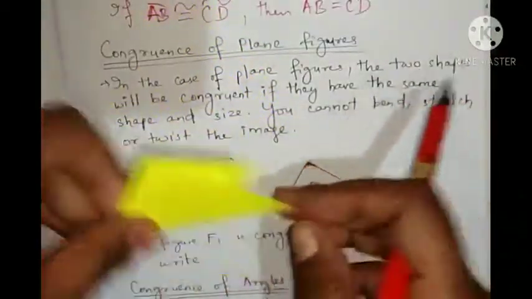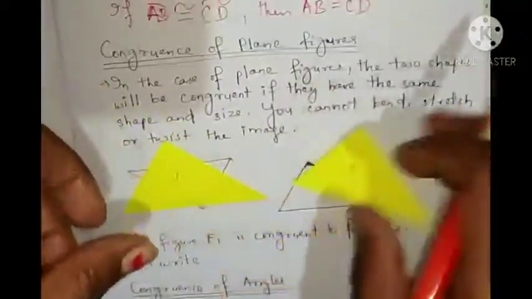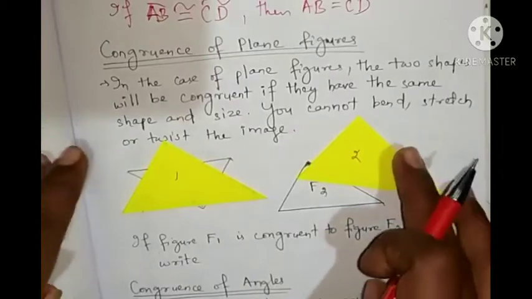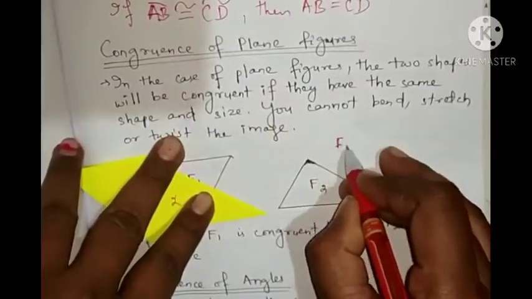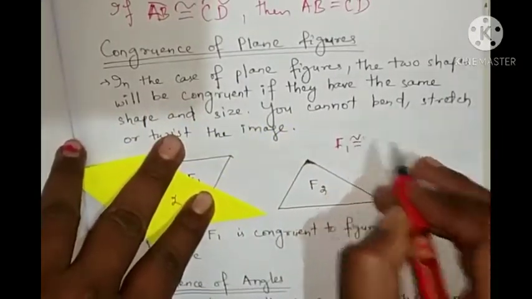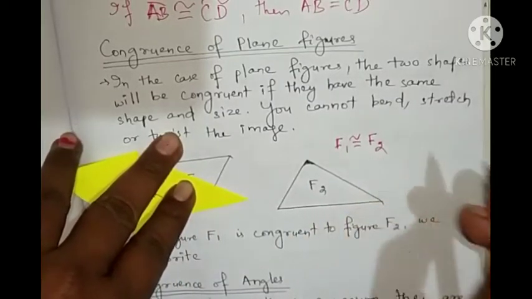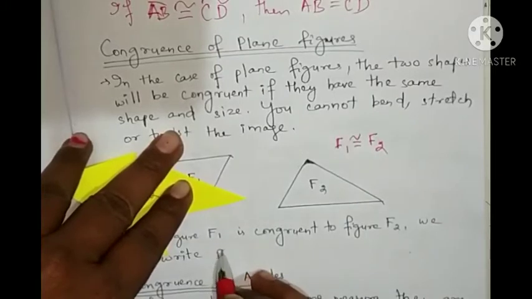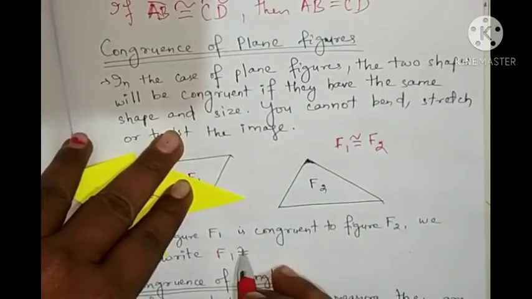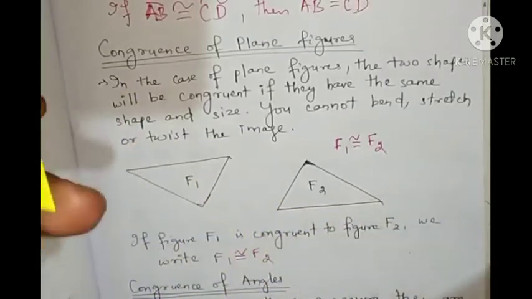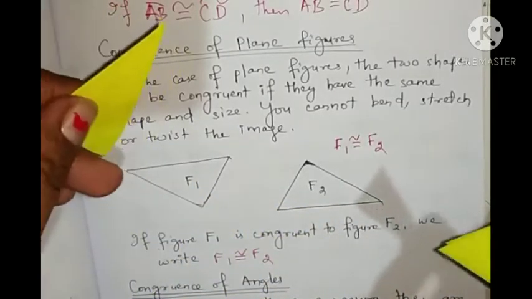Like this, if this is F1 and this is F2, then if F1 is a congruent figure to F2, what can we write? F1 is congruent to F2. So we will write like this. So this is about plane figures, without bending, without stretching and without twisting.